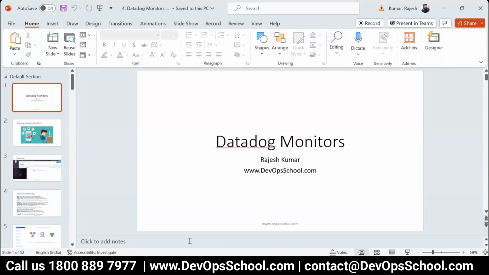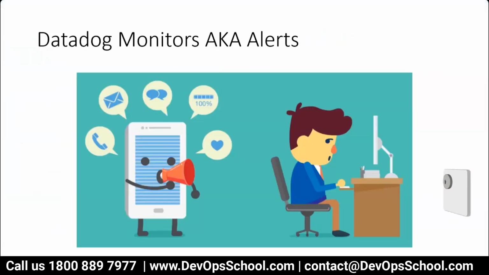So now we are going to talk about monitoring. Basically, this is something which you also call alerting. So how do we set up alerts in Datadog? That is something we need to understand. Datadog monitors, also known as alerts.